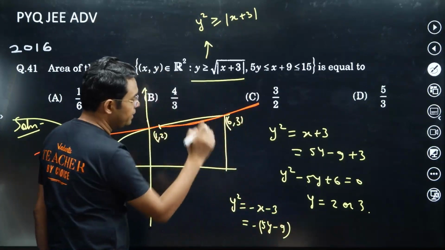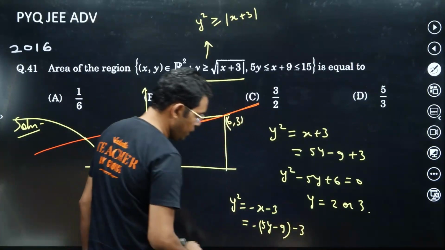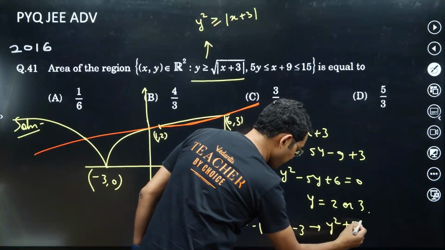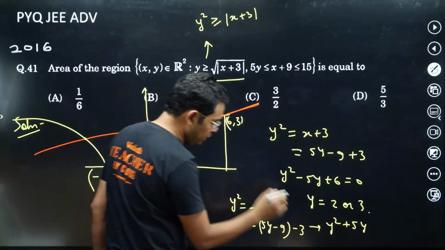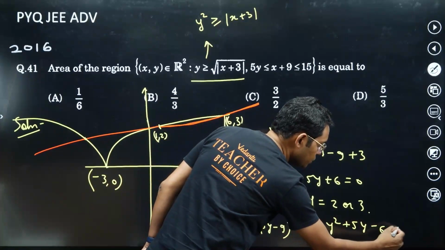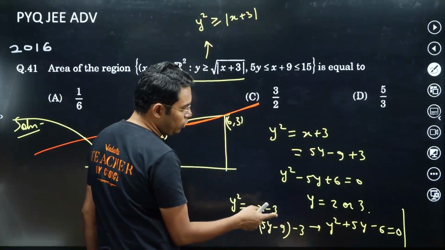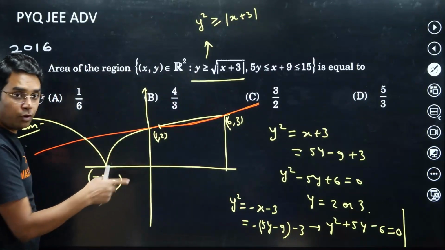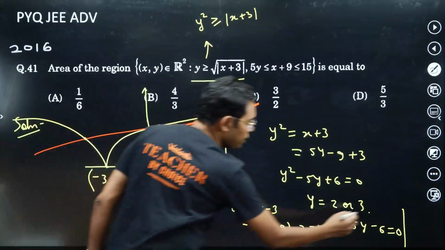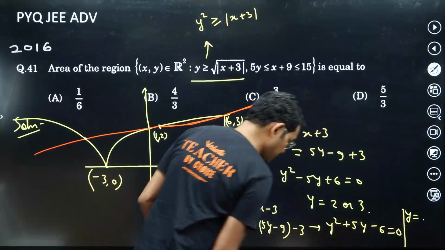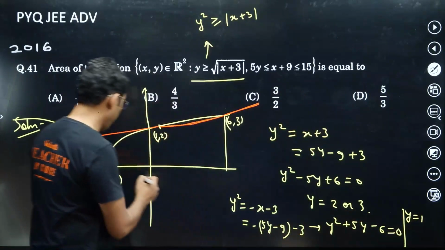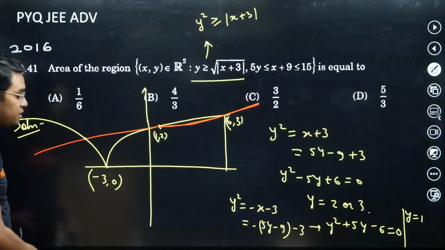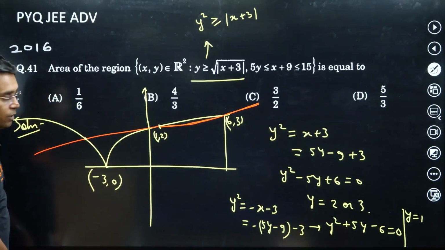5y minus 9 minus 3. Okay, so it will be y square plus 5y plus 9 minus 3, so minus 6, is equal to 0. One of the roots, I think, is coming out to be y is equal to 1. Yeah, y is equal to 1 is what we will be looking for. The negative root is not required because this will be in the upper branch, this will be in the lower branch, which is not applicable in our question.